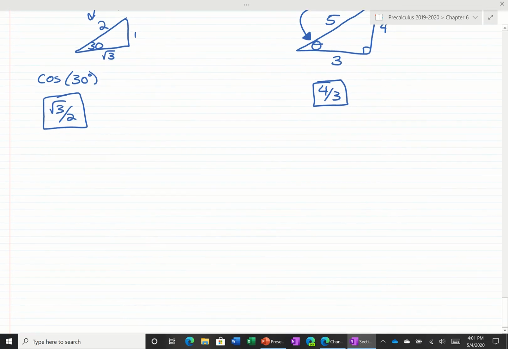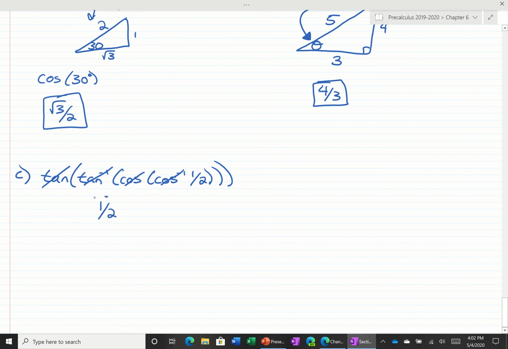Do a couple more of these. Oops, we're on C. What if I asked you what's the tangent of the inverse tangent of the cosine of the inverse cosine of 1/2? All right. Well, we talked about this in the last lesson. We said that if you ever see a trig function and its inverse right next to each other, you could just cancel those off. So even though this looks scary, the answer is just 1/2.